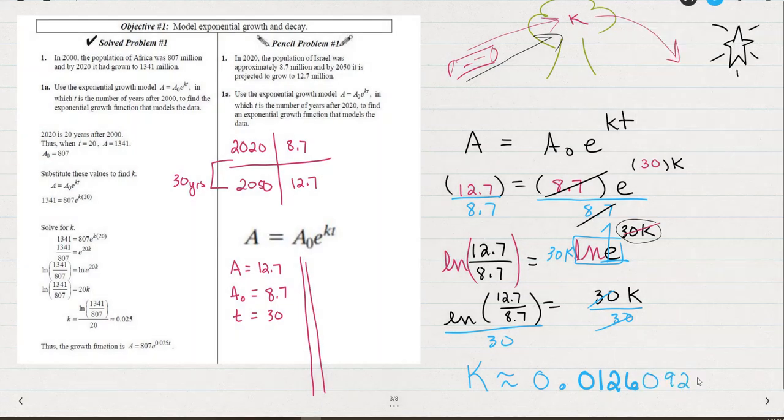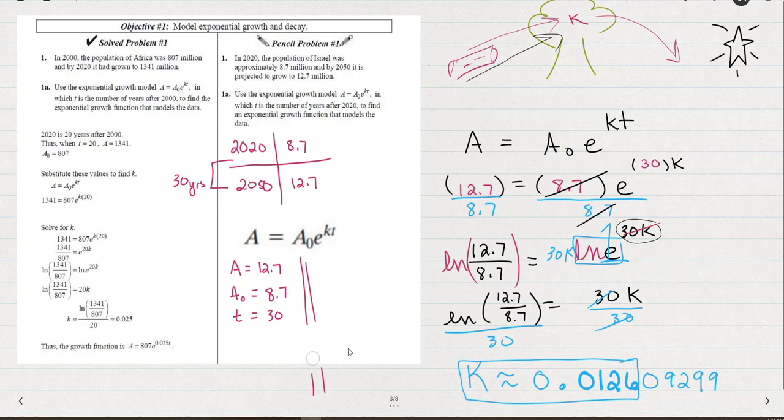0.012609. If I wanted to round this to 4 decimal places, I'm going to round to 0.0126. So I could now say that k is 0.0126.